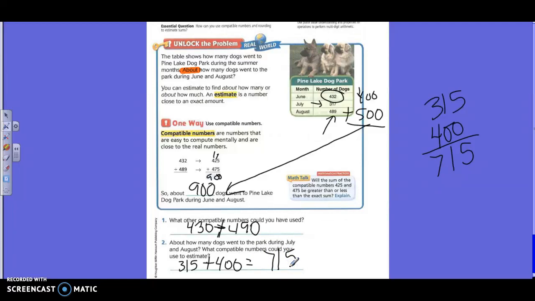So my answer could be 715. Now the question is, how many dogs? So I need to put my label. 715 dogs. We didn't put our labels on our homework last time, but we're going to do it this time, okay? We need to make sure we always have a label. Okay, does everybody have those answered? Yes. Next page, please.